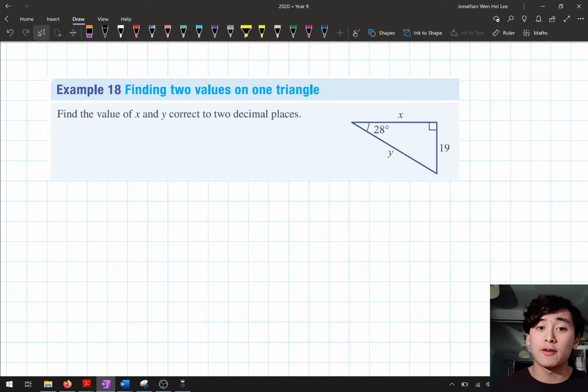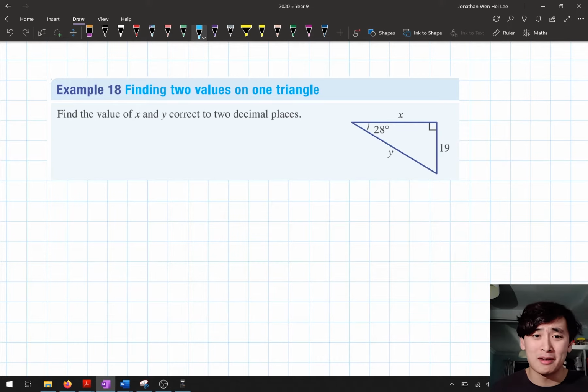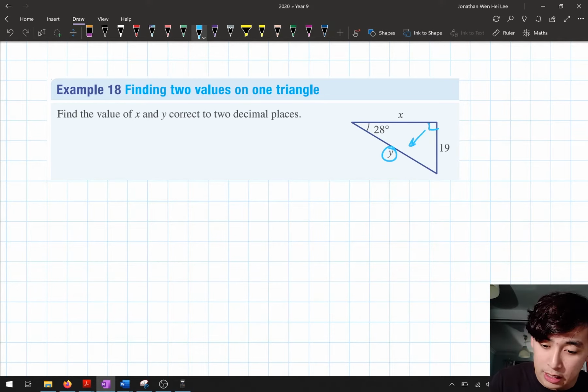So let's first find x before we find y. Now, regardless of if you're finding x or y, we can label the triangle first. So actually, before I even do that, let's label our triangle. First side, hypotenuse. I've got my right angle, I go opposite, and so my y value is my H, my hypotenuse.